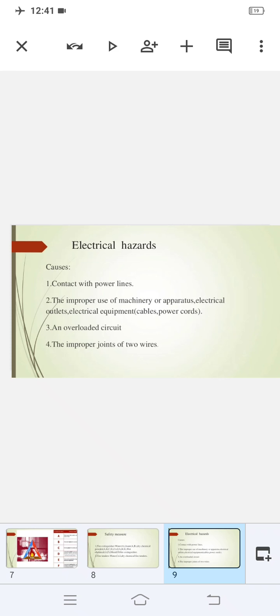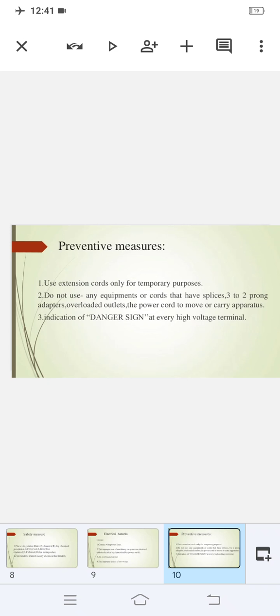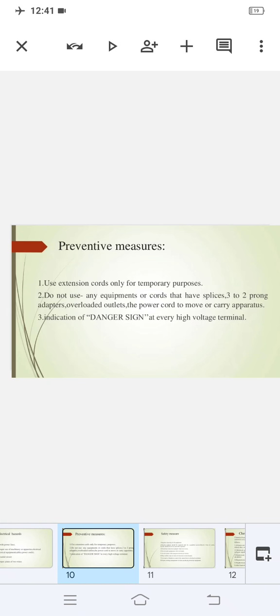If humans come in contact with any of these electrical hazards, due to the various reasons, it will always lead to potential damage to the humans. So what are the various preventive measures to control electrical hazards? First, use extension cords for temporary purposes only. Do not use any equipment or cords that have splices, 3 to 2 prong adapters, or overloaded outlets. A danger sign must be displayed at every high voltage terminal. These are the various preventive measures.